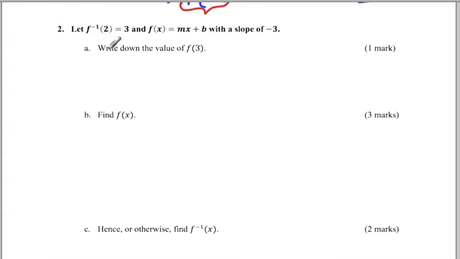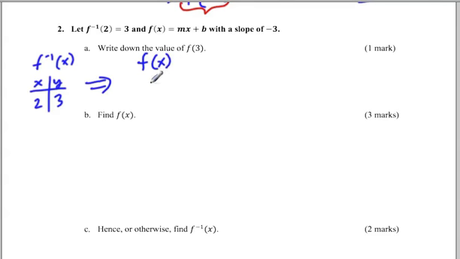Now, number 2. This was a little bit hard, but I think once you see it, you'll see how straightforward it is. So here is my f inverse of x function, and here's my sort of xy plot. So what it's saying is that for f inverse, when x is 2, y is 3. So how does that translate for f of x? We are trying to find what f of 3 is.